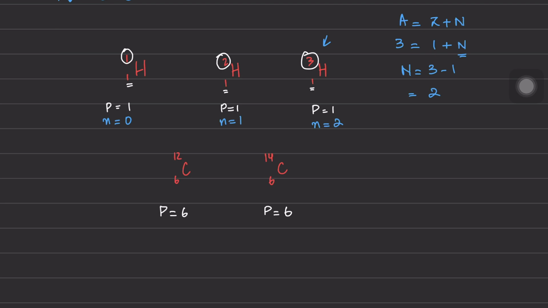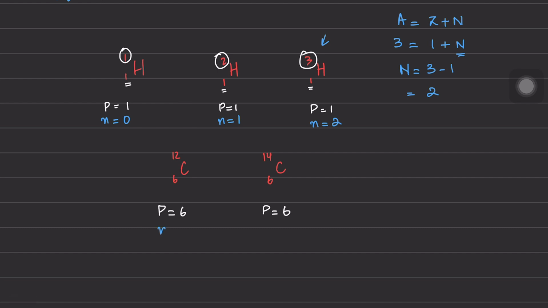Let's talk about the other one. In this example, how many neutrons do we have? 12 minus 6, 6. How many neutrons do we have here? 14 minus 6, which is 8. So this is what it means to have isotopes. As you can see, we have different numbers of neutrons, but they all have the same proton number. For the hydrogen, as you can see, we have the same number of protons.